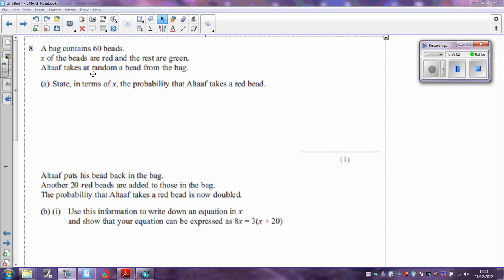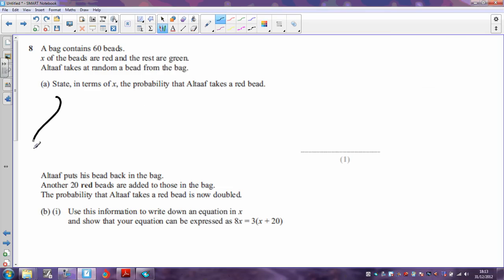Okay, here we have a question about a bag of beads in which there are 60 beads altogether. So 60 beads, and of those 60 beads, X of them are red. Sometimes it helps to think of numbers here. Let's say you had 60 beads and 3 of them were red, then the probability of a red would just be 3 out of 60.